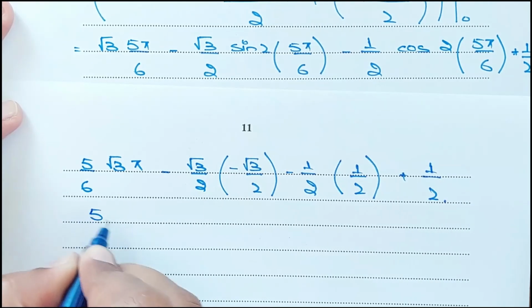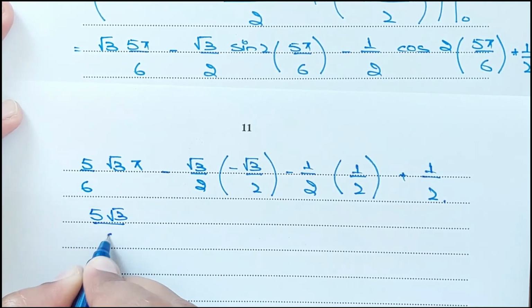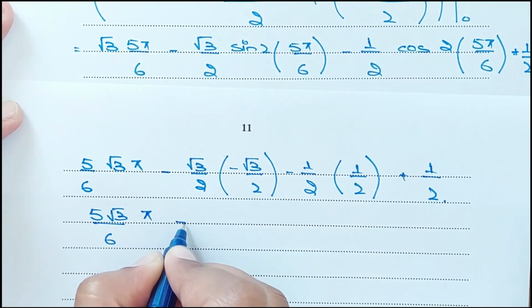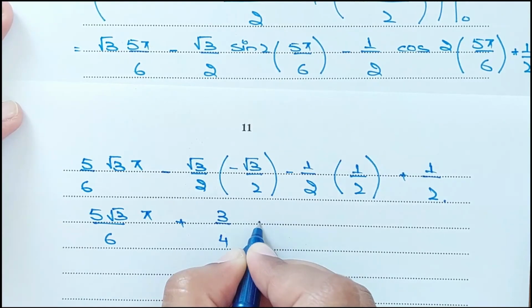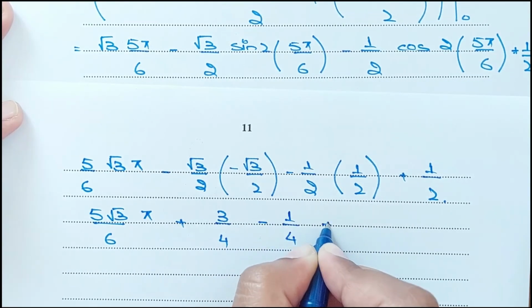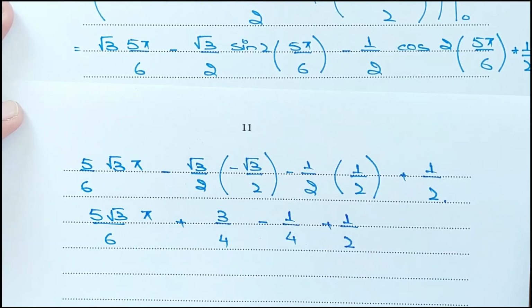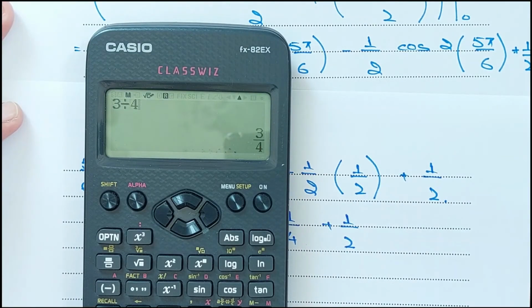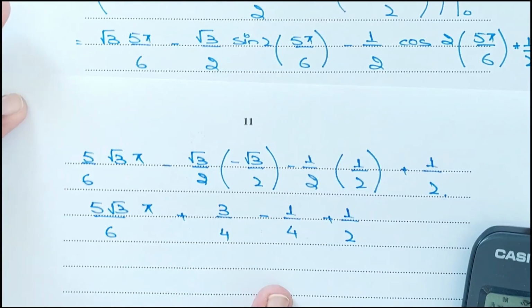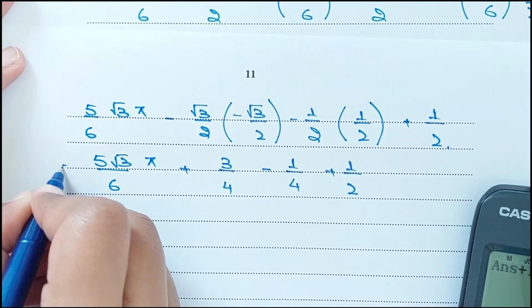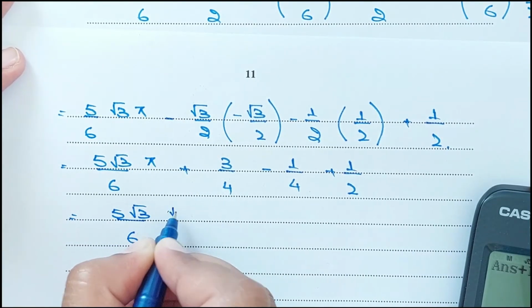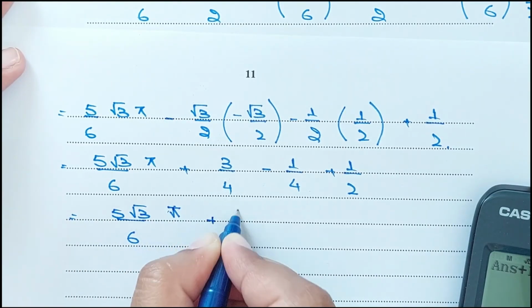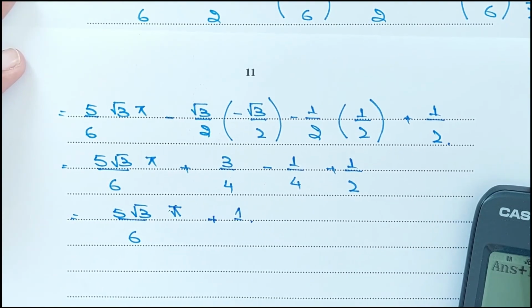So we have 5 square root of 3 over 6 pi, and plus square root of 3 times square root of 3 is 3, 2 times 2 is 4, minus 1 by 4 plus 1 by 2. Okay, 3 by 4 minus 1 by 4 plus 1 by 2 is just 1. So the answer is 5 square root of 3 over 6 pi plus 1. This is the exact value of the integral.